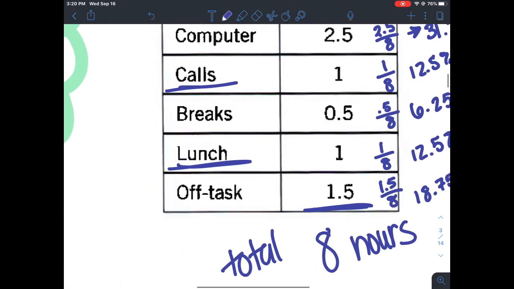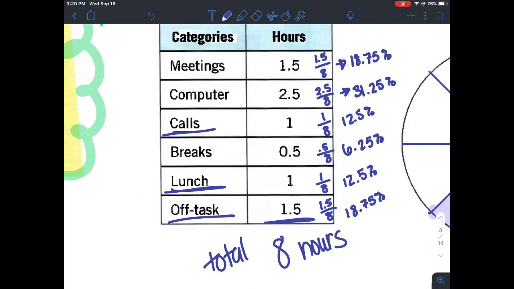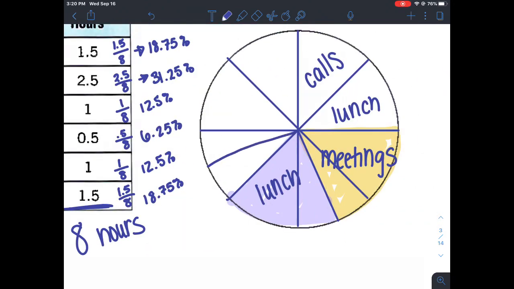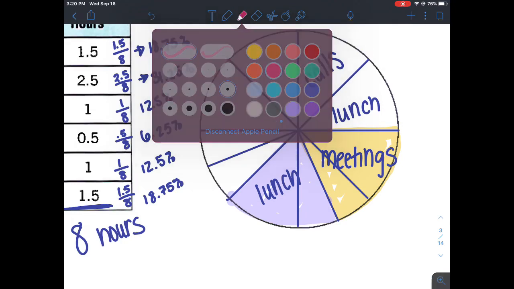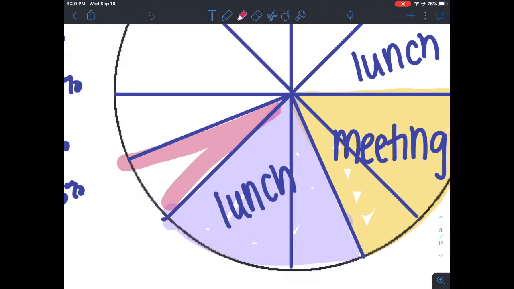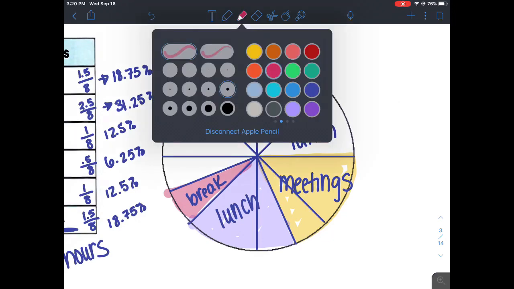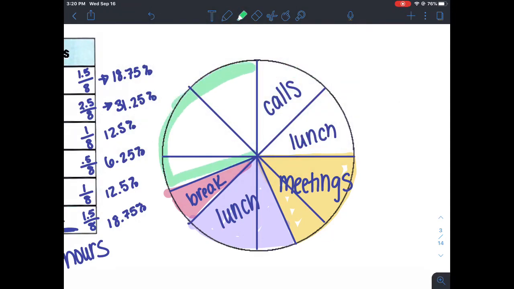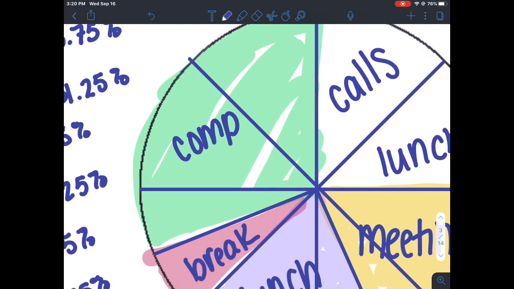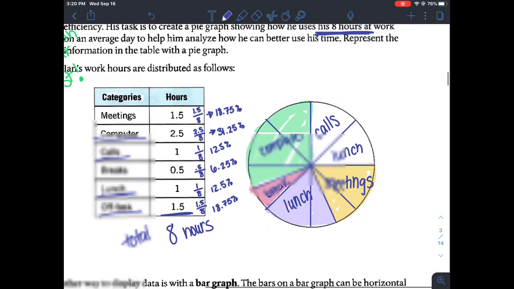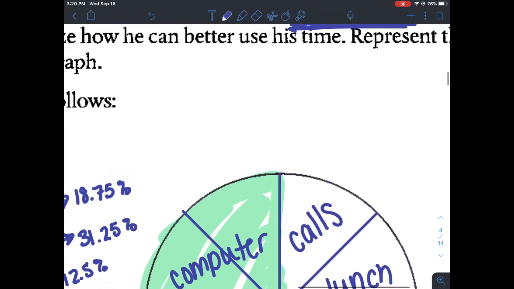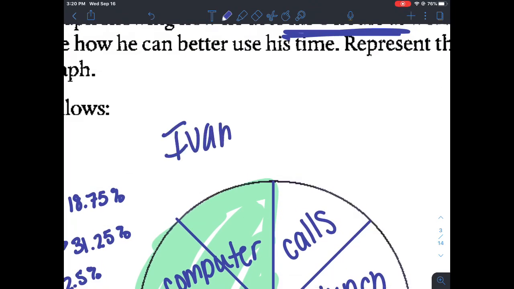And then what do we have? Okay, so we have off task is done. Let's do breaks as a half. And then the last 2.5 is on his computer. So one last color, and those 2.5 little slices are on his computer. All right, so you can also add in, we need a title so we know what's going on. Ivan's average workday.